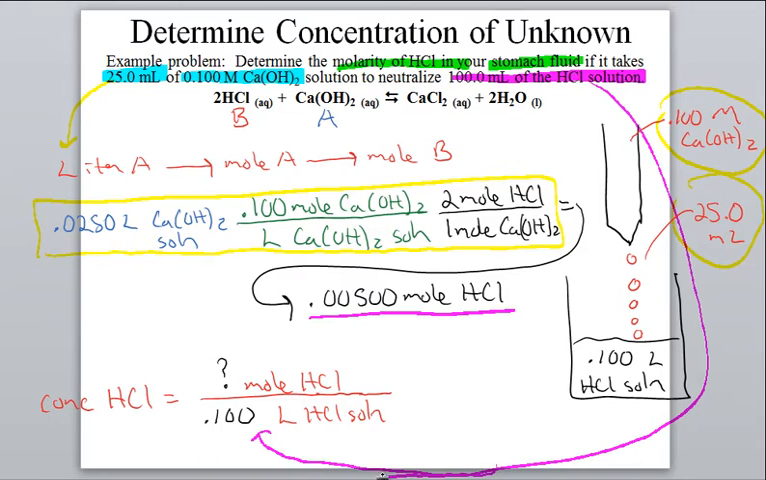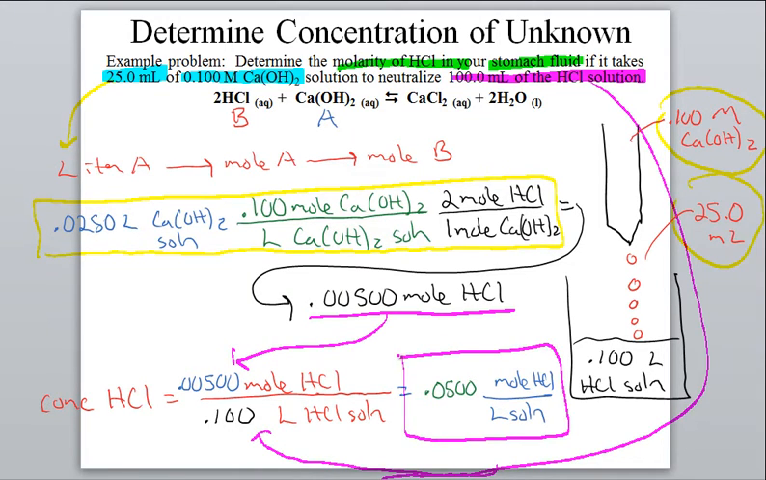We can take that number, plug it into our concentration ratio, and determine the molarity of the HCl solution in the stomach acid. So 0.005 moles of HCl divided by 0.1 liters, the molarity is 0.050 moles of HCl per liter of solution. That's the concentration of the HCl in your stomach acid.